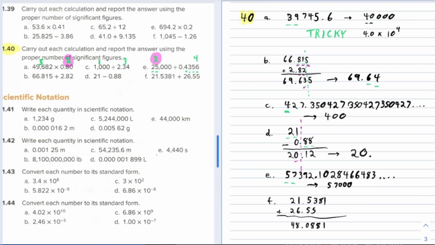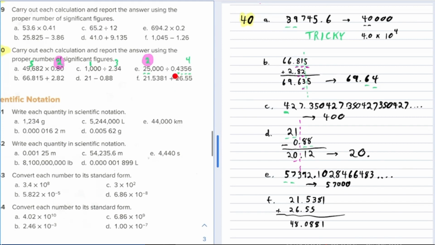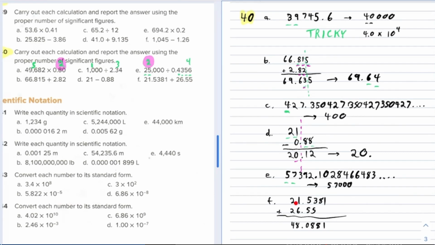The last one in this problem is F. Okay, this is addition, subtraction. You're doing addition here, so you line it up. It's easy to punch in the calculator, and you line it up. There you go. You punch it in, that's what you get. And now you use the addition, subtraction rule.